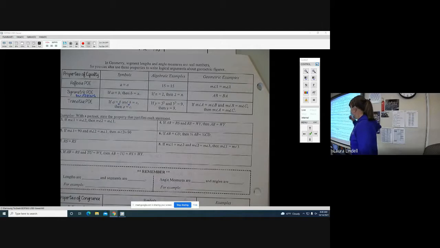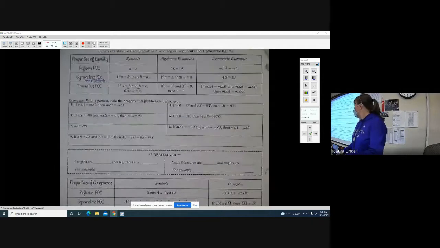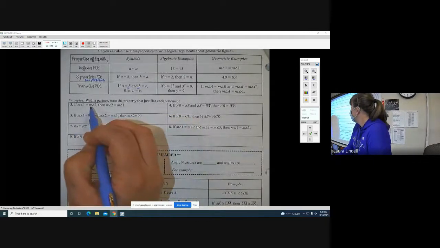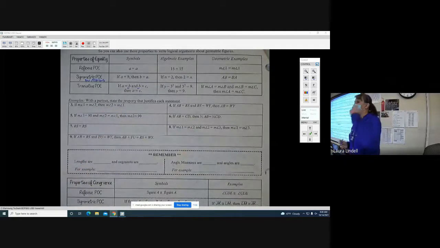So what we want to do is kind of look at these different examples and match up the properties to these examples. So we can use with all of these. Now we have the addition, subtraction, multiplication, division, distributive properties, all of those. And now we have these three new properties, reflexive, symmetric, and transitive. So let's look at a couple of these together. The first one here, if measure of angle 1 equals measure of angle 2, then measure of angle 2 equals measure of angle 1. What property does that look like?